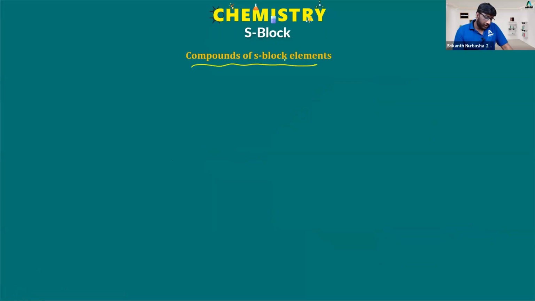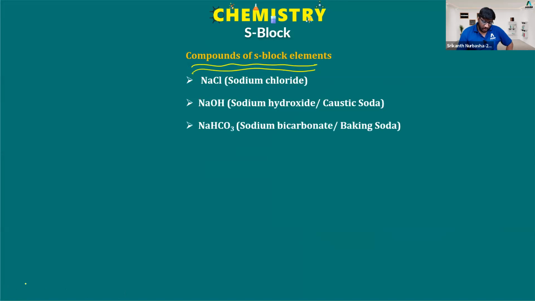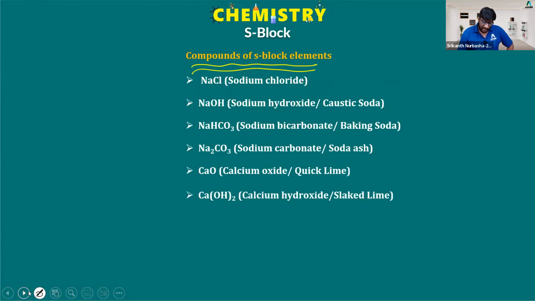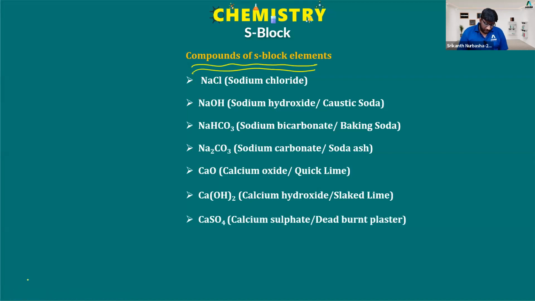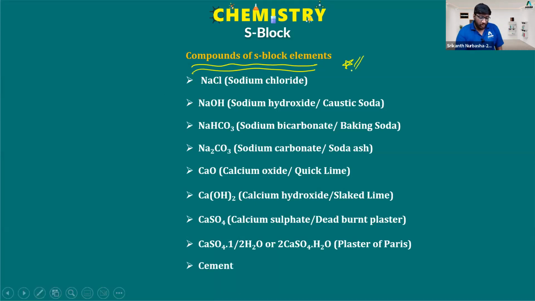And after this, we have different compounds of s-block elements. The compounds we have to see are sodium chloride, sodium hydroxide or caustic soda, NaHCO3, sodium bicarbonate or baking soda, Na2CO3, sodium carbonate or soda ash, calcium oxide or quicklime, calcium hydroxide or slaked lime, calcium sulfate or dead burnt plaster, CaSO4.1/2 H2O, hemihydrate of calcium sulfate, or plaster of Paris, and cement. So these are the commercially important compounds of s-block elements. We'll study them one by one.